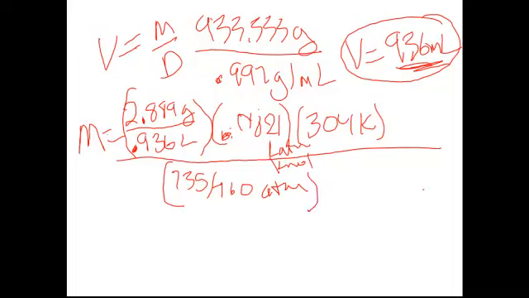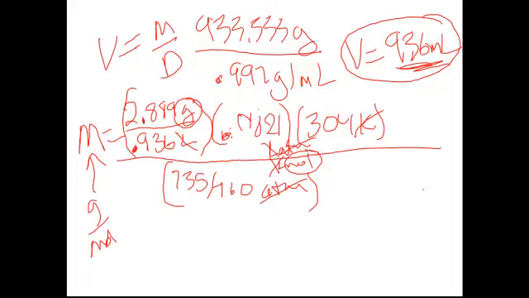Okay, now again, molar mass is grams over moles. That's how you determine molar mass. So let's see, liters over liters, Kelvin and Kelvin, atmospheres and atmospheres, and it looks like I have grams left on the top and I have moles left on the bottom. So that tells me I did it okay.